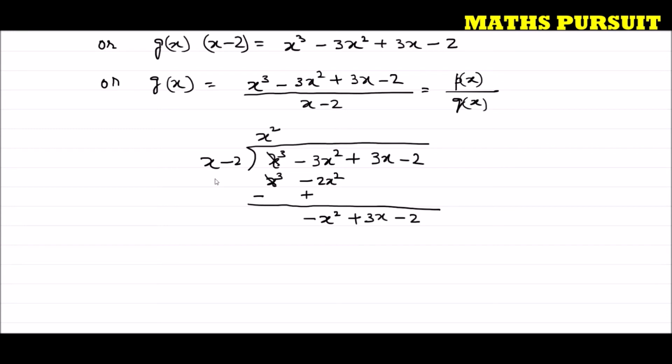Now guys, let us focus here on this x to the power 2, and here we have x in the divisor part. Now what should I multiply to this x so that I can get minus x to the power 2? Now again the answer is very simple and very straightforward. If I multiply minus x to this x, I will get minus x to the power 2. Again, if I multiply minus x to this 2, I will get minus 2x.